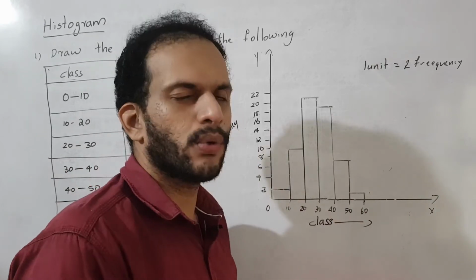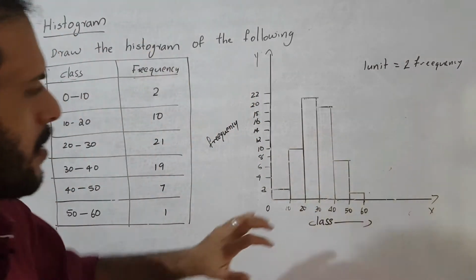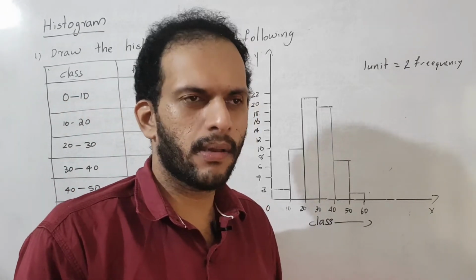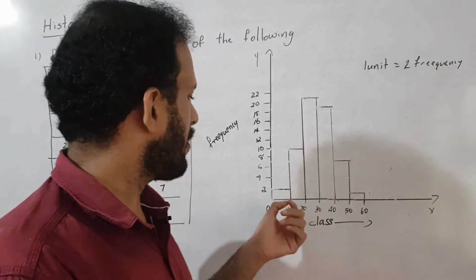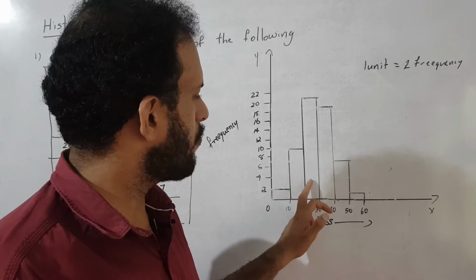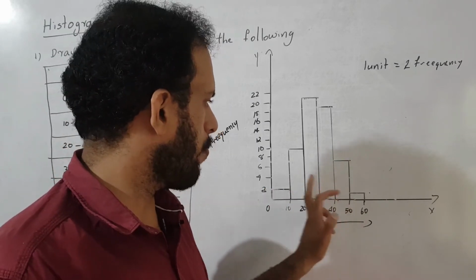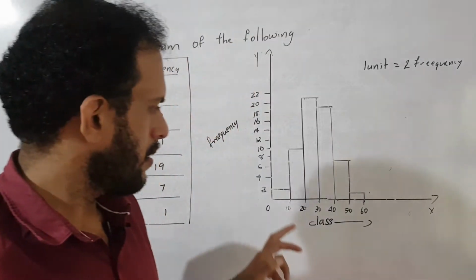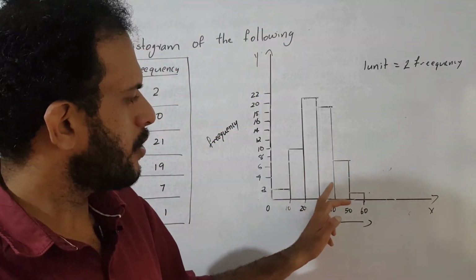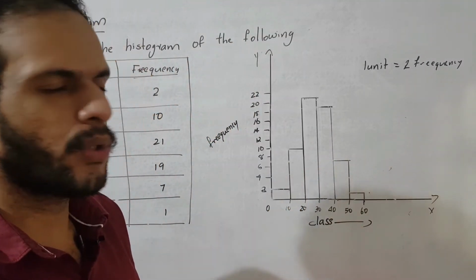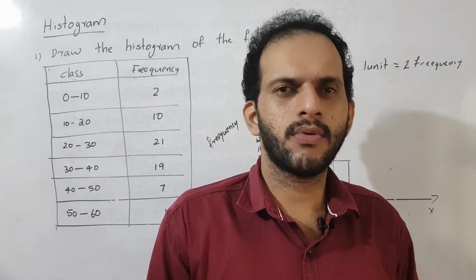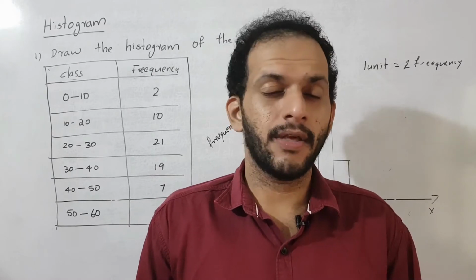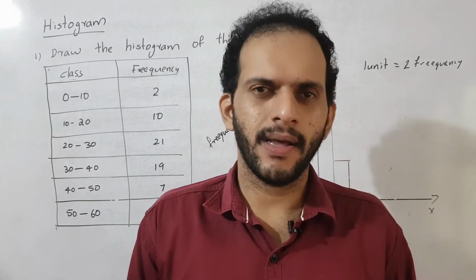Okay, that is the idea to write the histogram. Then what is the difference between this and a single bar graph or a double bar graph? Here we do not have any gap between the bars. Correct? There is no gap between each bar. They are joined together. That is the difference between a bar graph and a histogram.